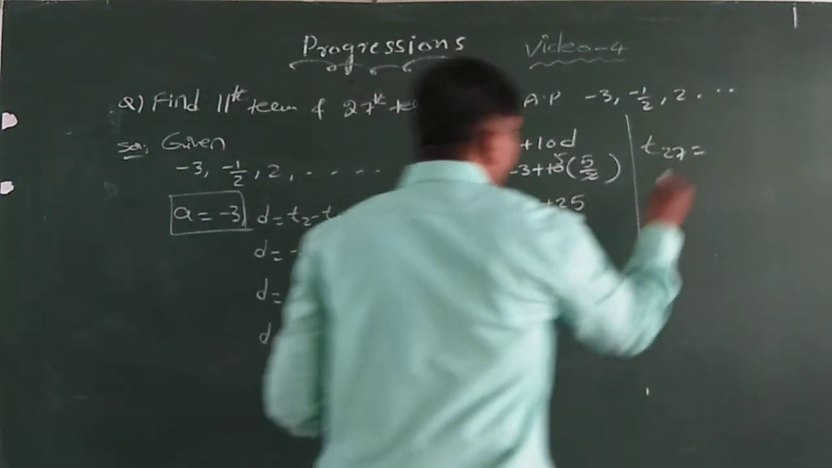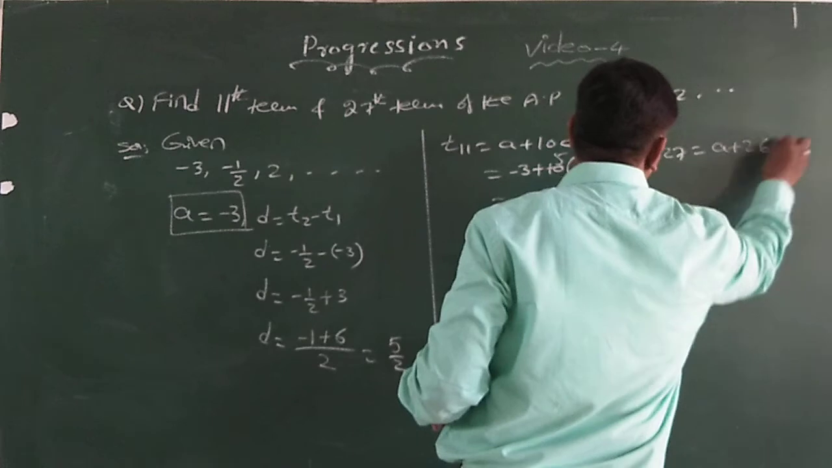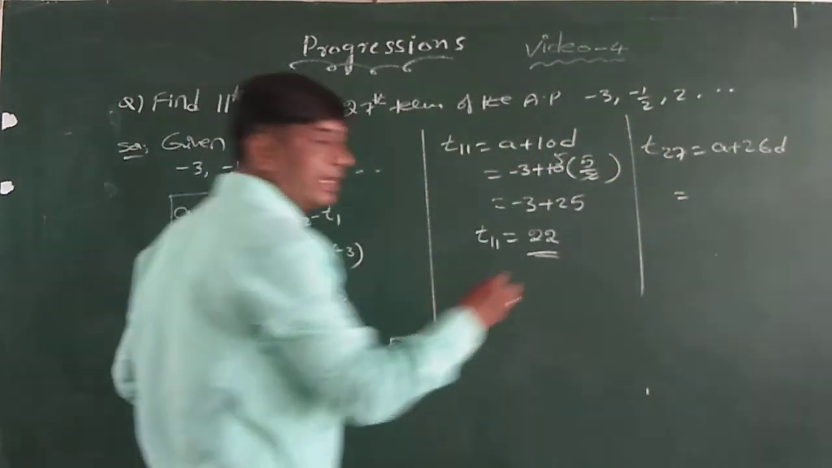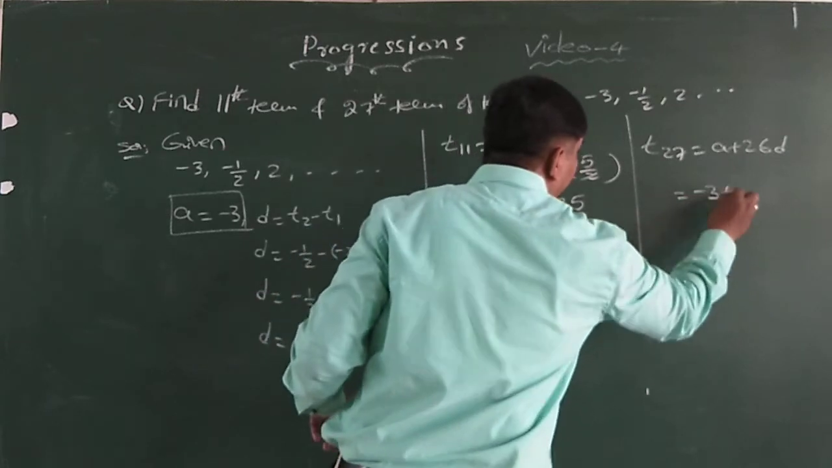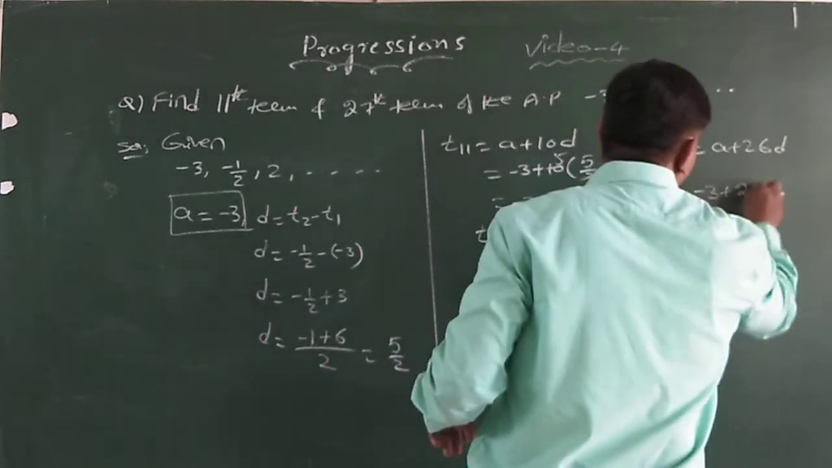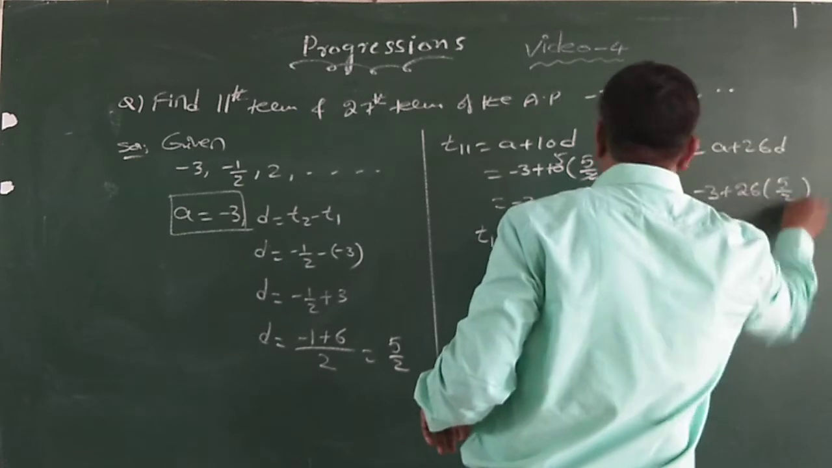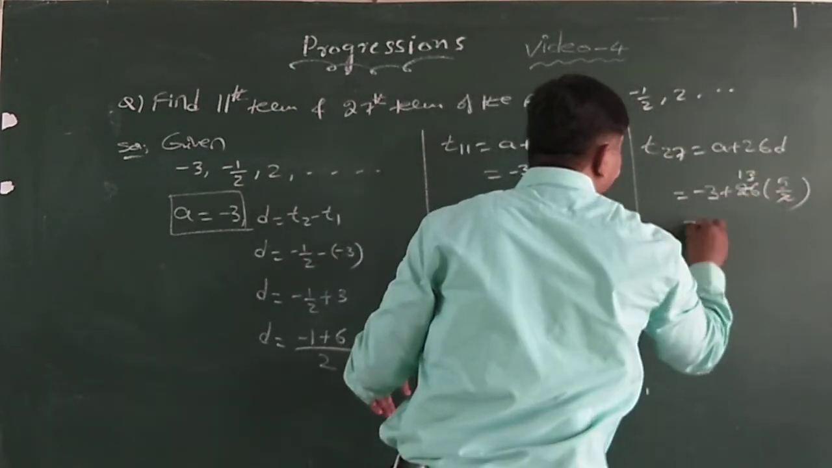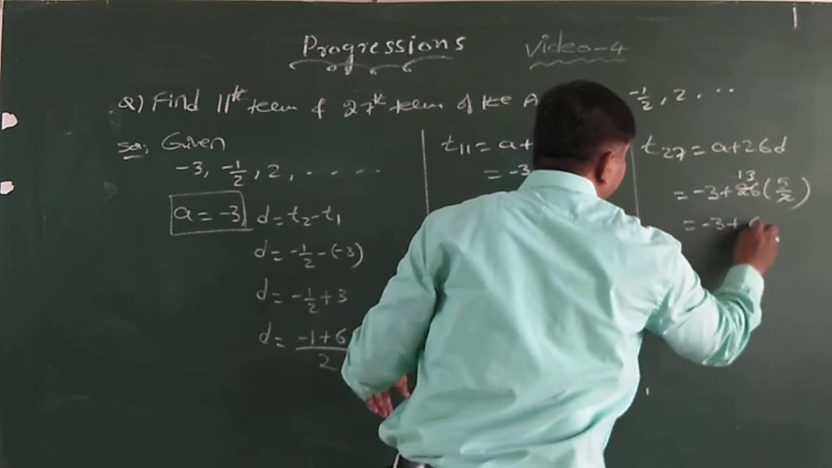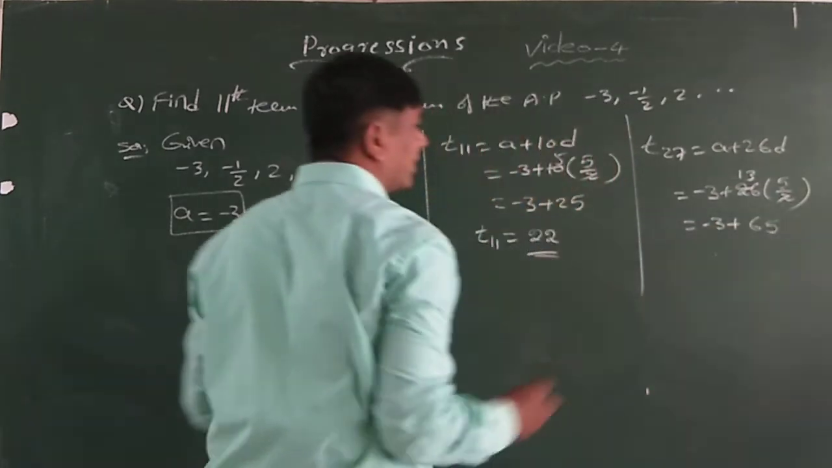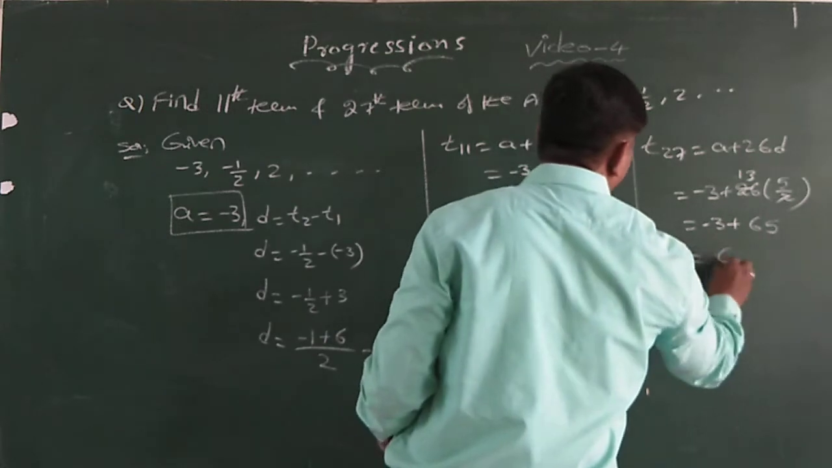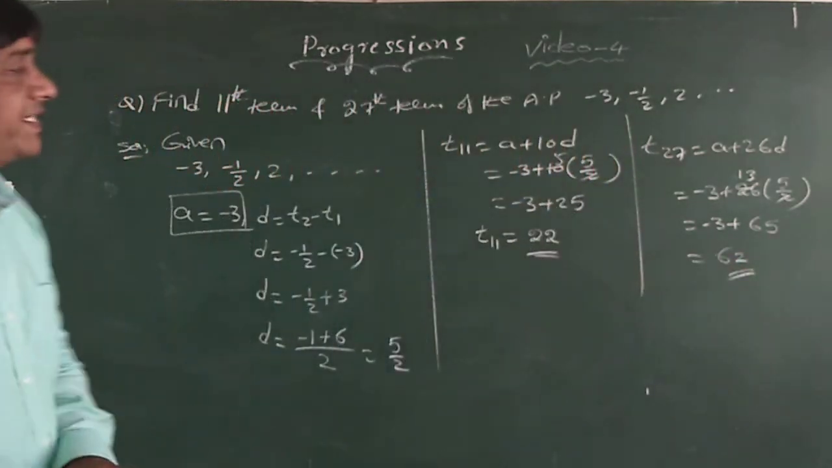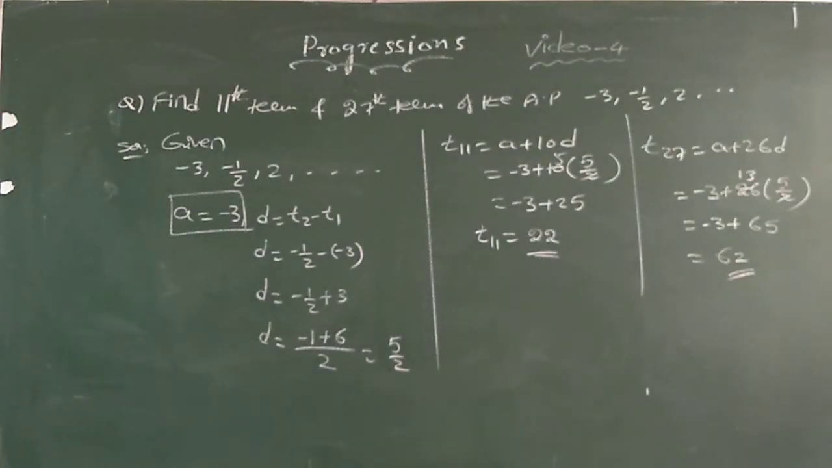Next one is T27. T27 is A plus 26D. That is equal to A value minus 3 plus 26 into D value, 5 by 2 we got. So 2 ones, 2 13s. That is equal to minus 3 plus 13 5s are 65. Now minus 3 plus 65 is 62. Okay.